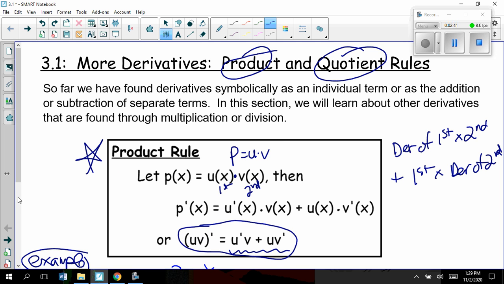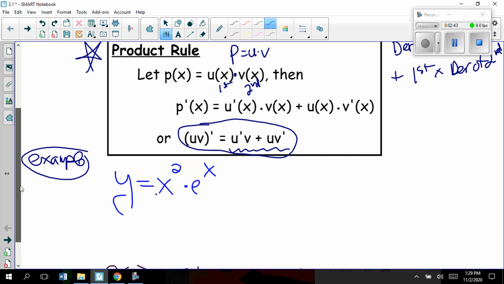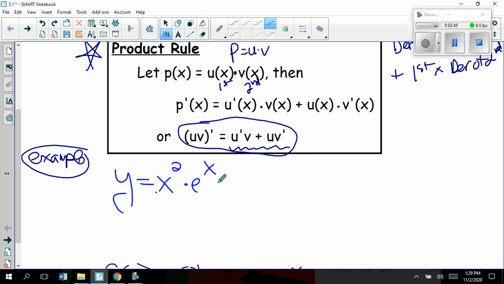Okay, so once you have that written, we'll do these two examples. The first one, I have y equals x squared times e to the x. This is where your product rule has to come into play because you do not have adding or subtracting here like you did before. So we're going to have y prime. What comes first is the derivative of the first, so that would be 2x, and then times the second as is, so e to the x. And then plus the first as is times the derivative of the second. Well, the derivative of e to the x is just e to the x. So that would be your derivative.